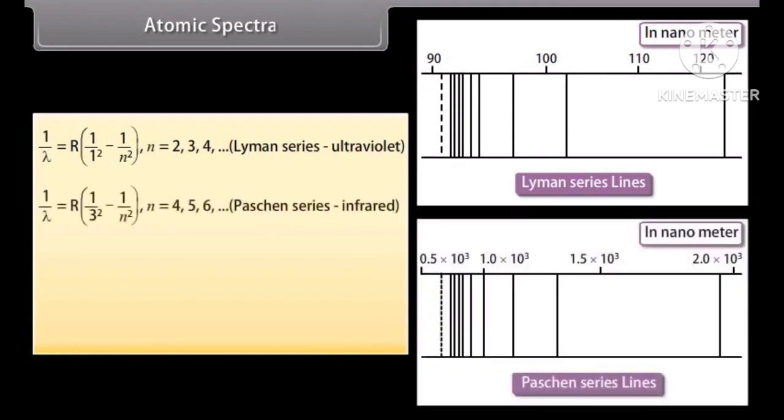Paschen series, which is given by 1 upon lambda equals R times (1 upon 3 square minus 1 upon n square). Here the value of n may be 4, 5, 6, 7 and so on.